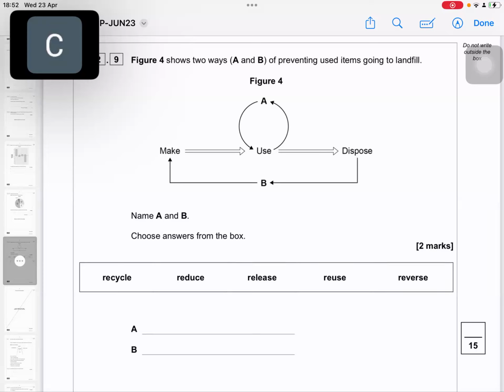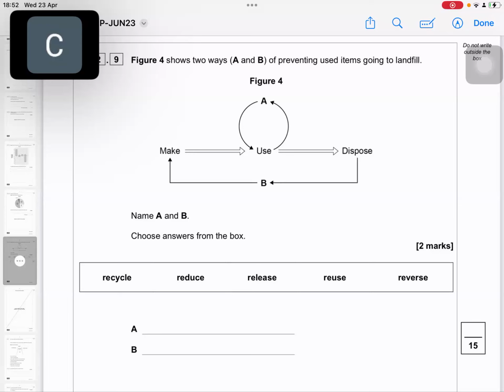A, we don't need to dispose it. Oh, just use it, so it is use it and reuse it. Okay, so A is reuse. Yes. I'll go with reuse for A, then recycle for B. Okay. So can you see the difference?